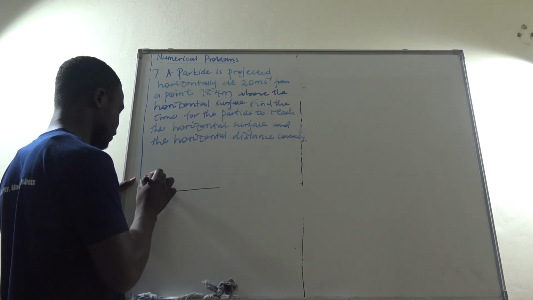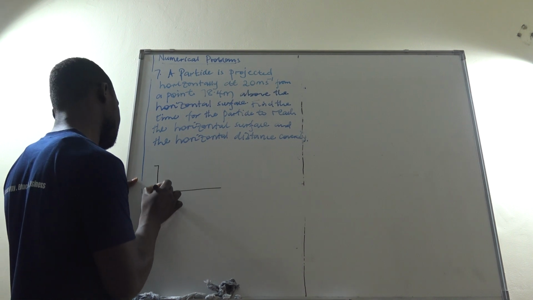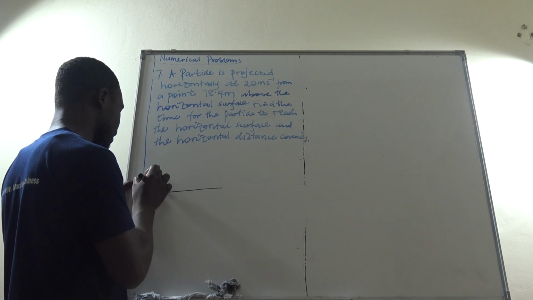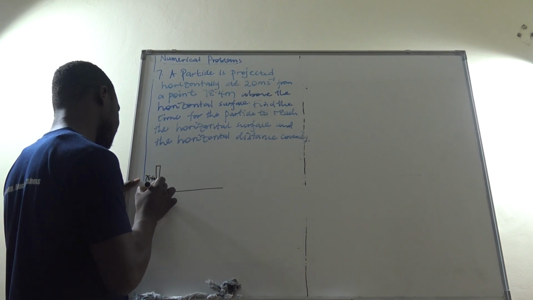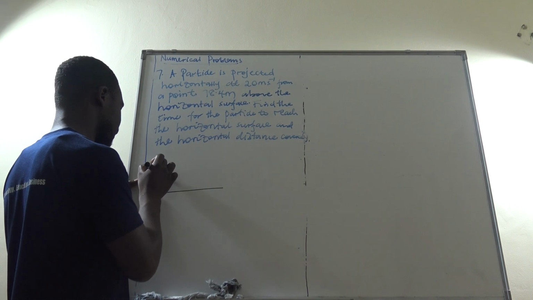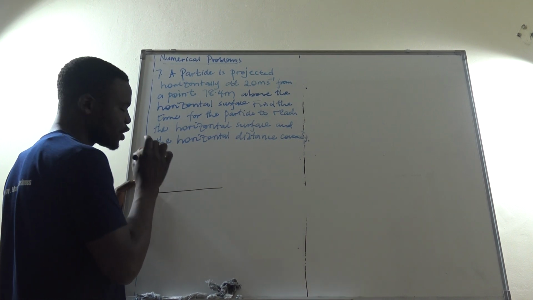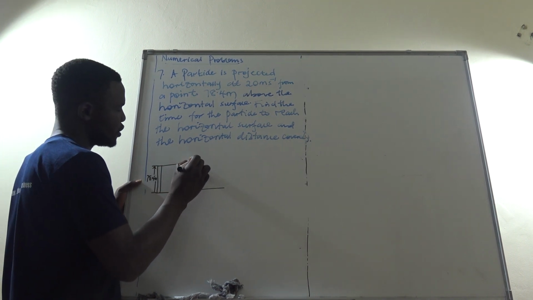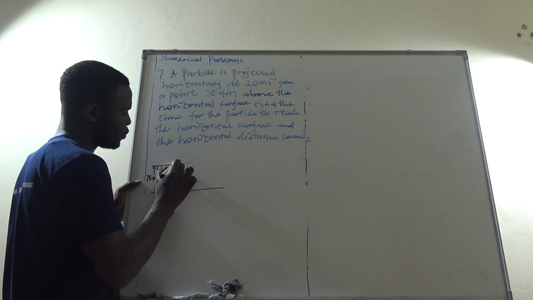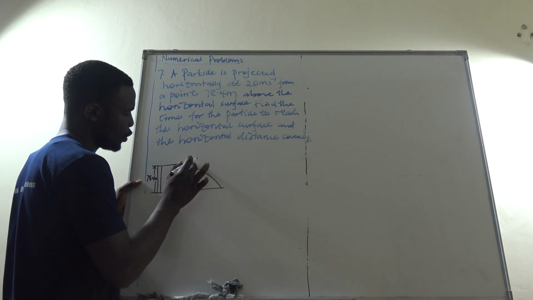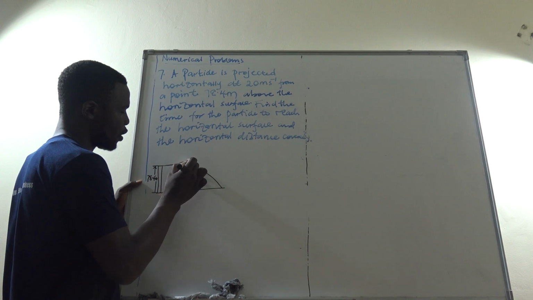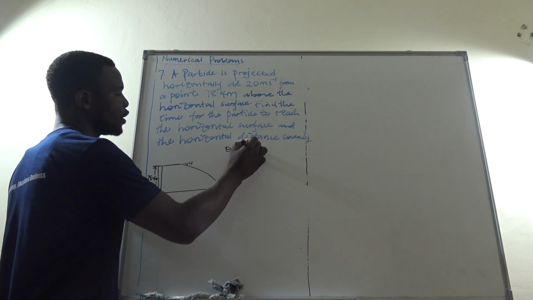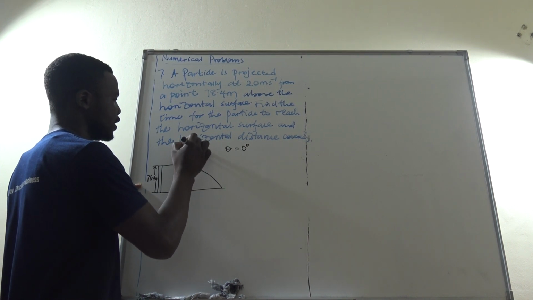If this is the horizontal surface, the particle is projected from a place that is 78.4 meters high and is projected horizontally. Now for horizontal projection, it means that the angle of projection is 0. That is what you should know. The angle of projection for horizontal motion is always 0.